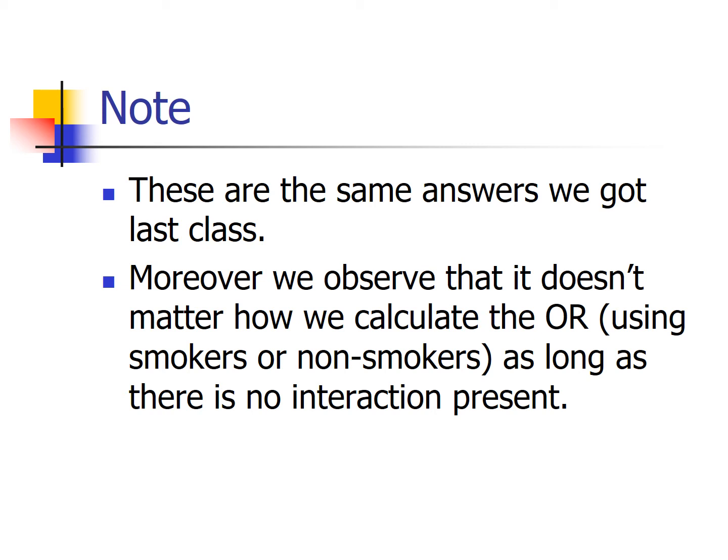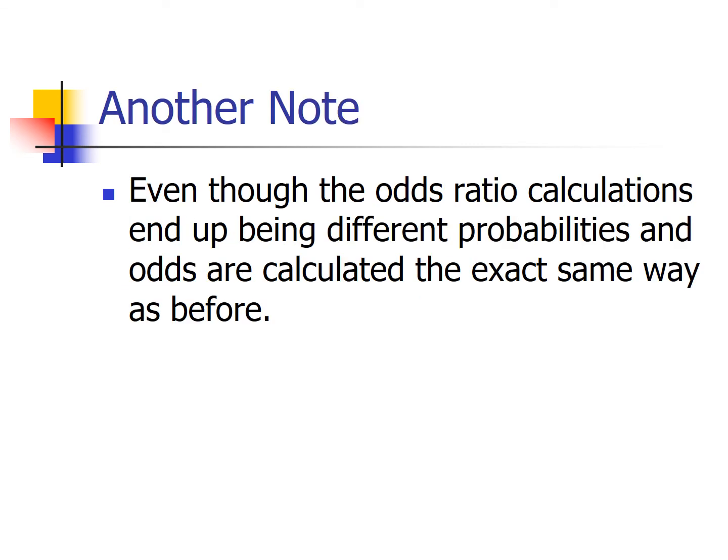And also observe that it doesn't matter how we calculate the odds ratio, whether we compare male and female smokers or whether we compare male and female non-smokers, as long as there's no interaction present in our model. Now, even though odds ratios are calculated a little bit differently, instead of exponentiating beta 1, we have to exponentiate -2 times beta 1. It does turn out, we kind of already saw this, that odds are calculated the same way. If you want the odds of something, you just exponentiate the model equation.